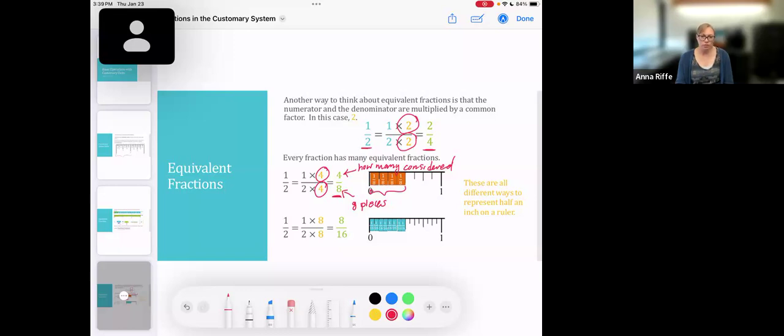We could go further. Divide the inch into 16 pieces, so multiply the numerator and the denominator by 8, giving us 8/16. There are quite literally an infinite number of equivalent fractions to 1/2 that we could come up with by multiplying the numerator and the denominator by the same factor. So these are all different ways to represent 1/2 inch on a ruler, or just 1/2 as a fraction in general.